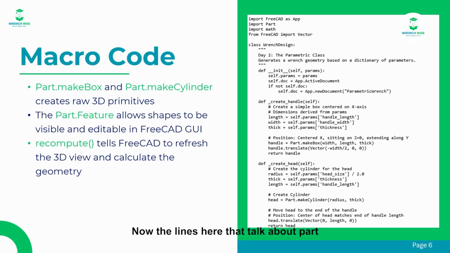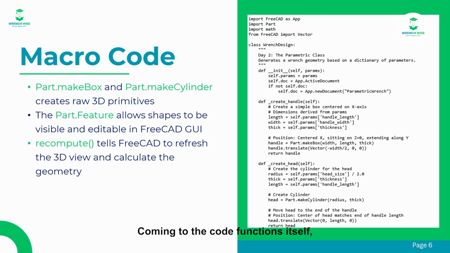Now the lines here that talk about Part.makeBox and Part.makeCylinder are the commands we use to create these raw 3D primitives. The Part::Feature allows shapes to be visible and editable in the FreeCAD GUI. The recompute function essentially tells FreeCAD to refresh the 3D view and calculate the geometry again. Once we make any changes to our parameters and want to visualize what that would look like on the screen, recompute does that for us.